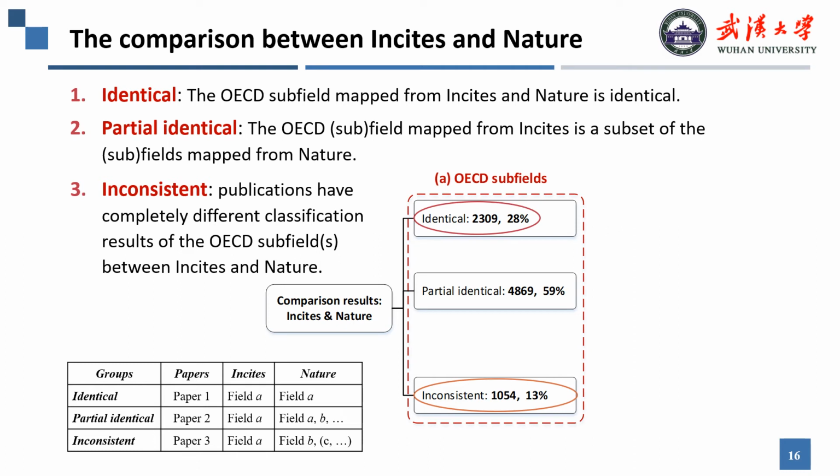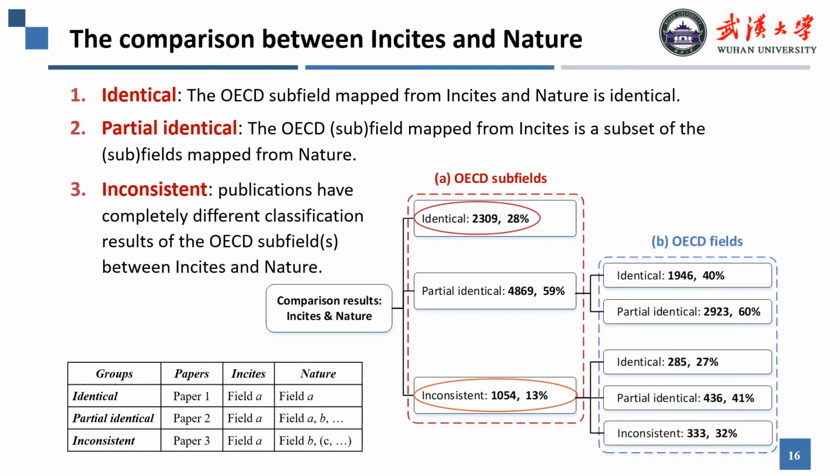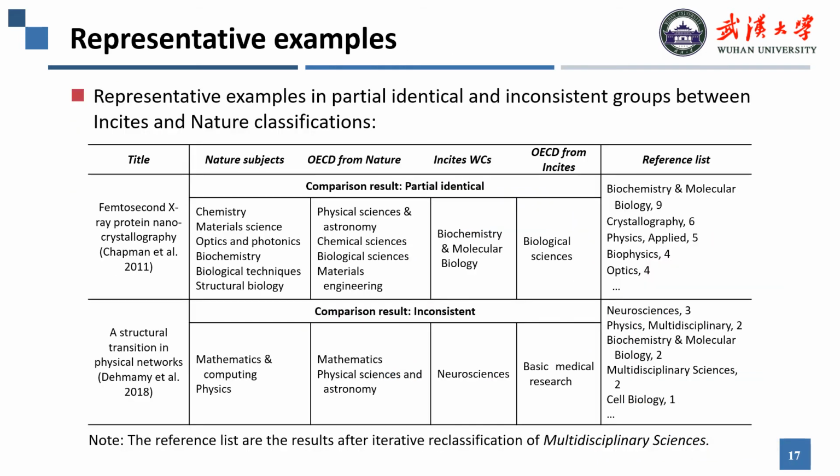For publications in Group 2 and 3, we extended a similar comparison based on the OECD major fields. And finally, more than 300 publications have completely different fields even when adopting the major fields. We further showed two representative examples in the partial identical and inconsistent groups between Insights and Nature. The first paper is assigned to 6 subjects based on the Nature system. However, Insights only classified the same paper to one category, biochemistry and molecular biology, based on the ranking of the number of cited references. But actually, the proportion of this category is only 18% of the whole.